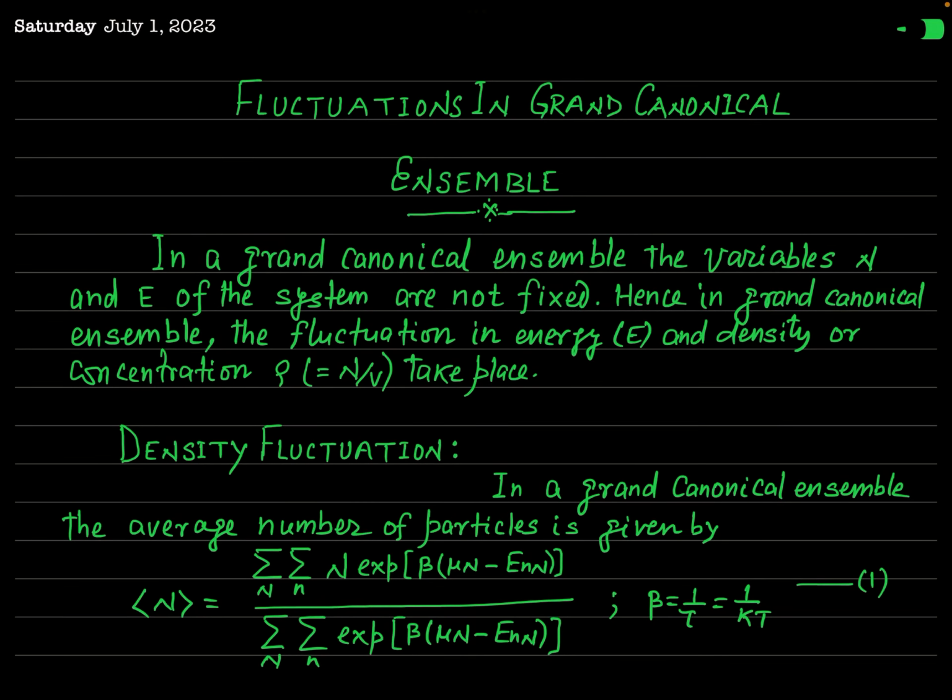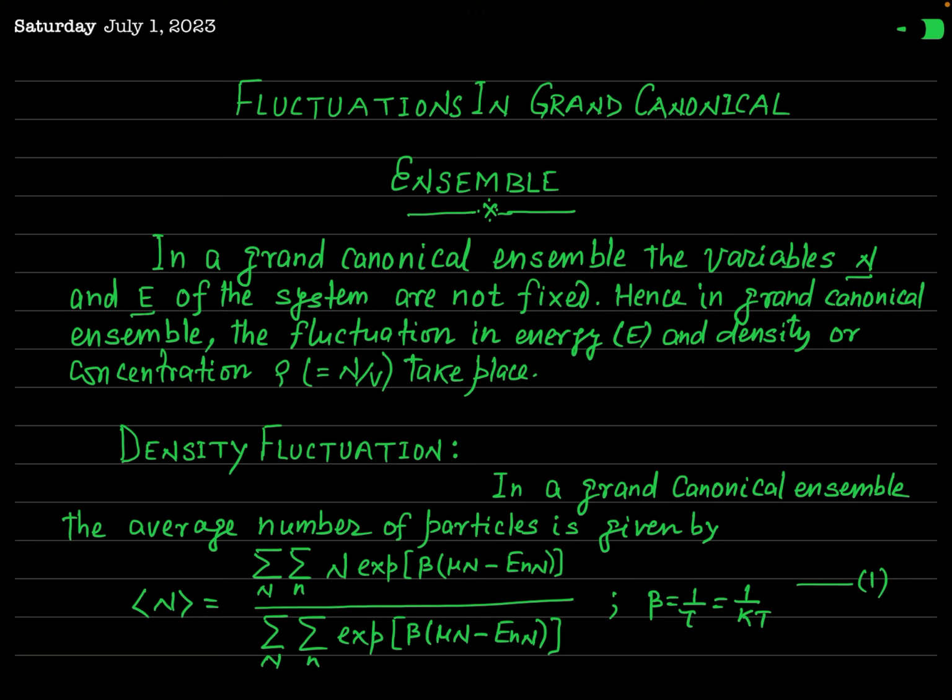Today we are going to see the fluctuations in grand canonical ensemble. As you know, in a grand canonical ensemble, the variables N, which is the number of particles, and E, which is the energy of the system, are not fixed. You have learnt it earlier. Since N and E of the system are not fixed, it is obvious that there will be a fluctuation in measuring the values of N and E.